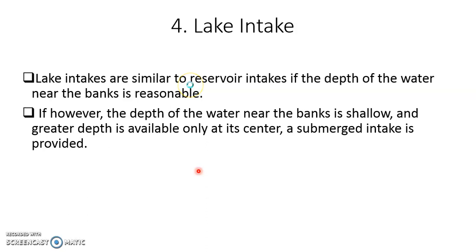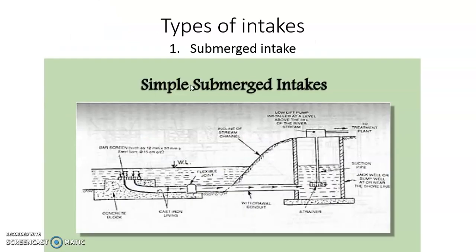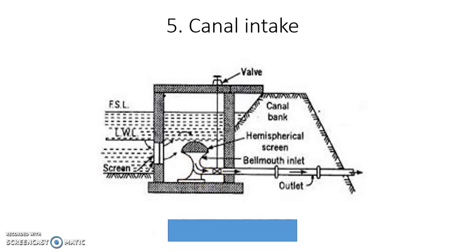Now next is the lake intake. If the water supply is coming from a lake, then that intake is known as lake intake. It is almost similar to a reservoir intake if the depth of water is sufficient. Otherwise, it is taken as a submerged intake, as we have seen earlier. In this also you can see there is a bell mouth structure.